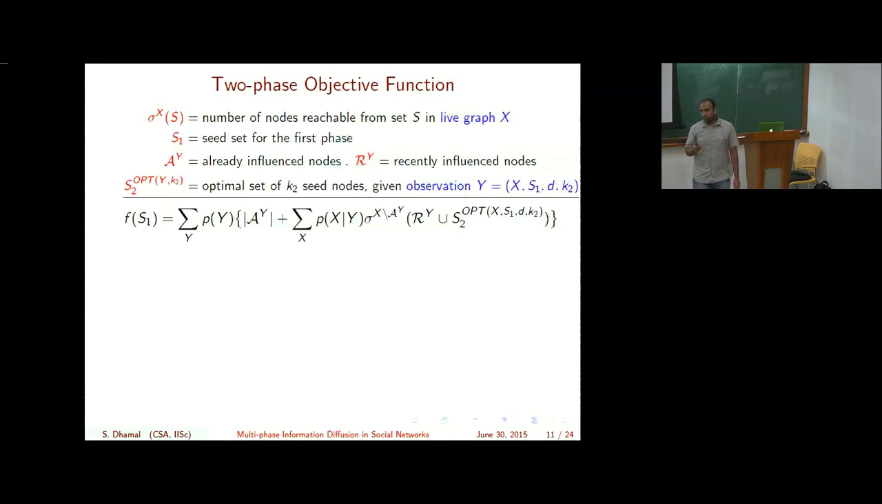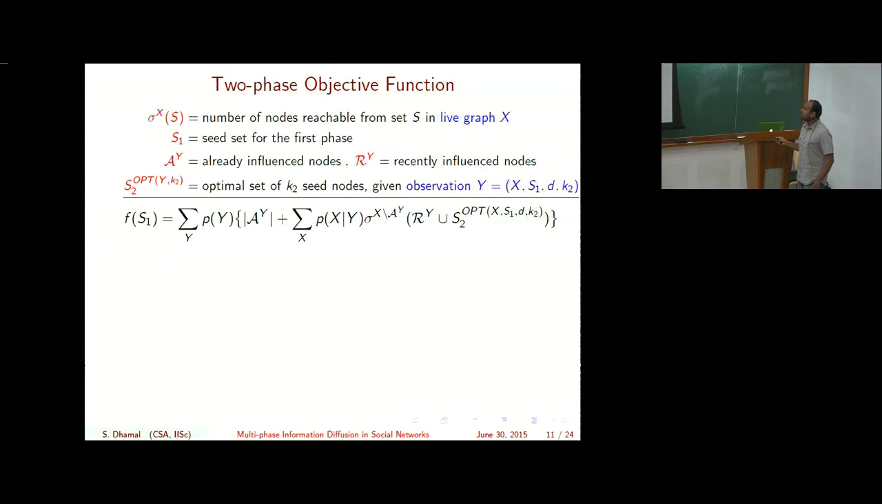Okay. So on similar lines, we have S1 as the seed set for the first phase that we're going to select. We have AY as already influenced nodes, RY are recently influenced nodes. So again, AY is influenced nodes from the past. Then S2 opt is the optimal set of the nodes which we are going to select for the second phase, based on the observation we see.